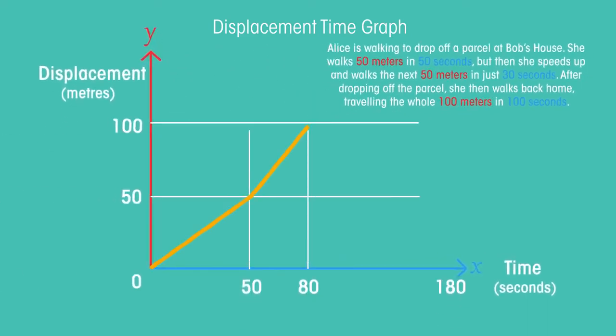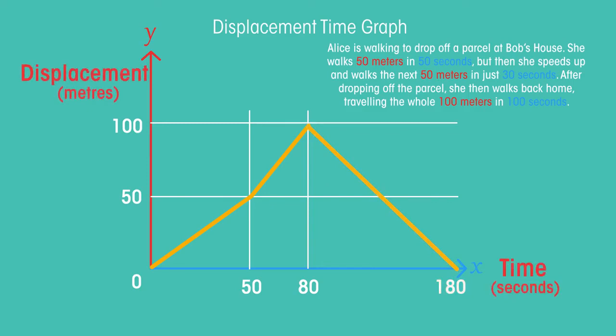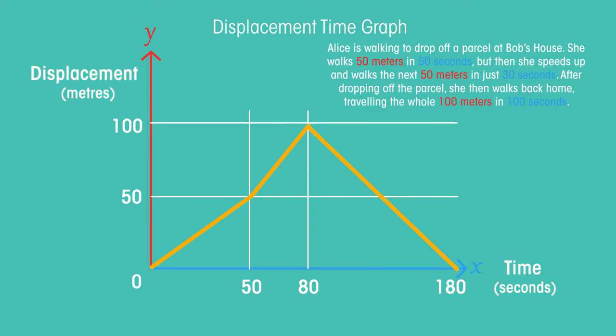Did you get it right? 50 meters in 50 seconds is this diagonal line, then 30 seconds and another 50 meters, then 100 seconds to walk all the way home again. Did you label your horizontal and vertical axes correctly with units?